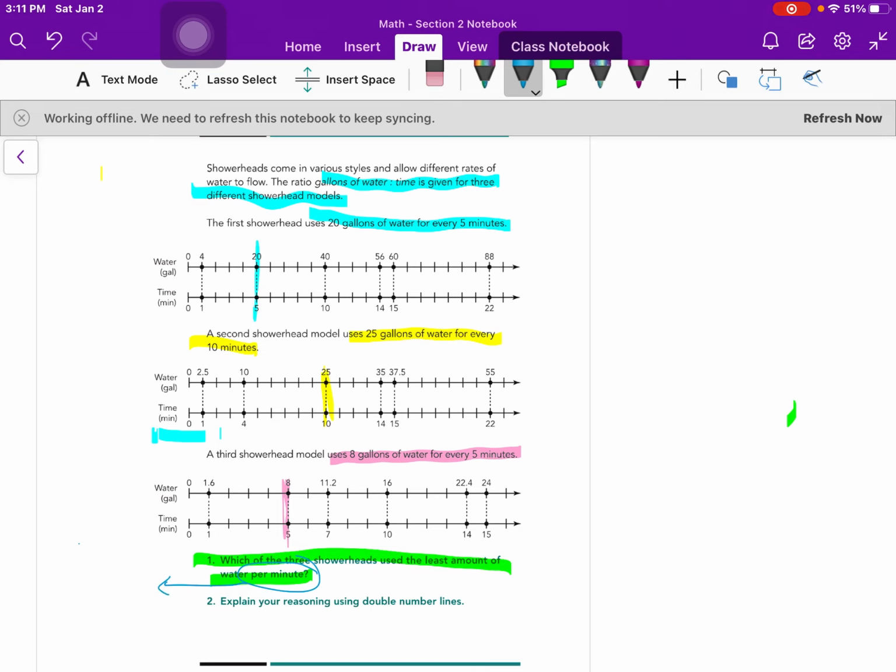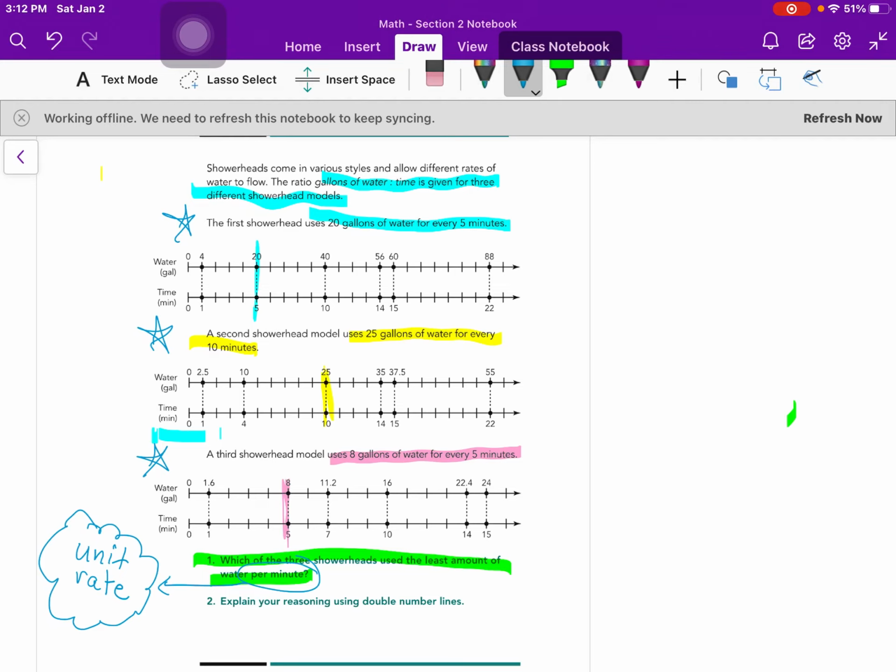Per minute has us talking about something called unit rates. If you go to Menards and you're shopping for these shower heads and all you see is 20 gallons for 5 minutes, 25 for 10, and 8 for 5, you might have a hard time deciding which one is the best, which one's the most efficient amount of water per time. So what you need to find out is the unit rate. The unit rate is comparing all 3 to 1, right? Getting one of those variables, one of those ratio components down to 1.